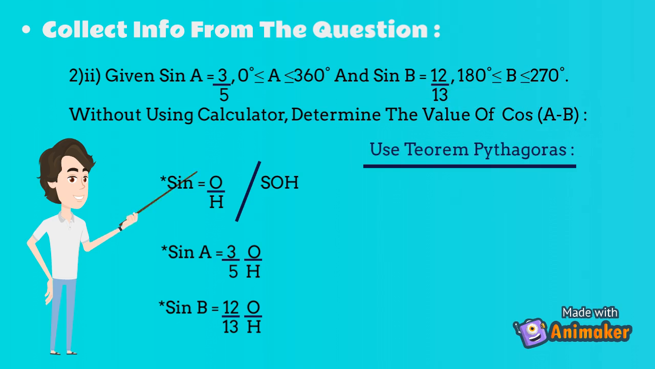Use the Pythagoras theorem to find out the value of adjacent in triangle A and triangle B. In triangle A, the opposite is 3 and the hypotenuse is 5. So the adjacent will be 4. In triangle B, the opposite is 12 and the hypotenuse is 13. So the adjacent will be 5. Keep in mind that every student should remember these values of the Pythagoras.